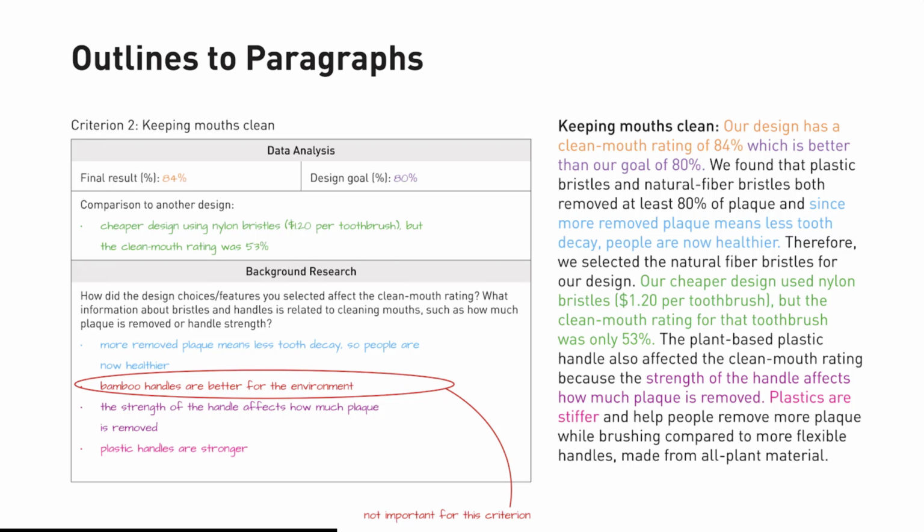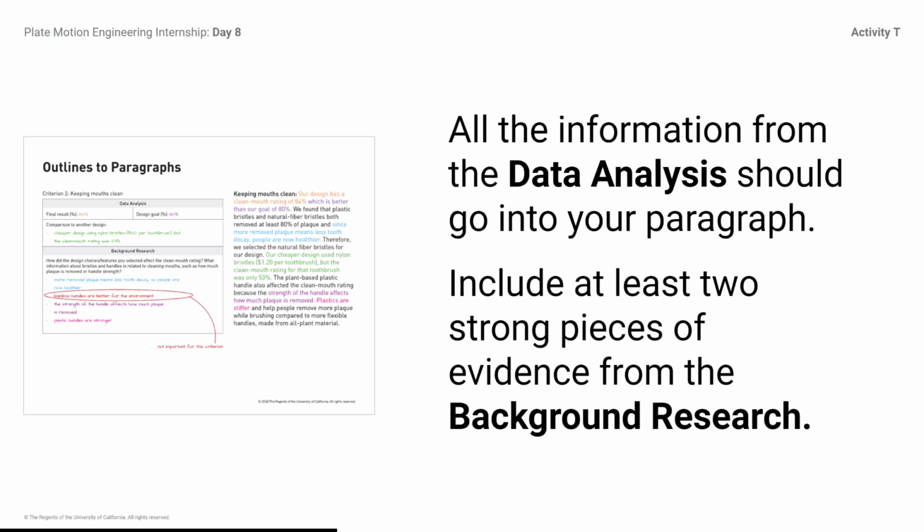The finished paragraph uses lots of strong evidence from the background research section. Which evidence was left out because it was not relevant to the criterion? Bamboo handles are better for the environment. All the information from the data analysis should go into your paragraph. Include at least 2 strong pieces of evidence from the background research.